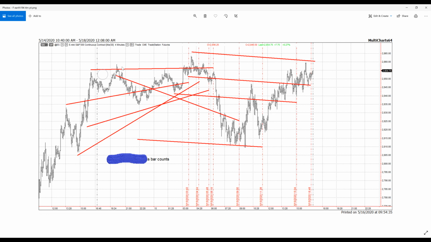Coming from this high gives us a minor swing high here. This low gets us a swing low there. This low gets us a minor swing high here. You see, every one of these was a decent turning point on the intraday chart.